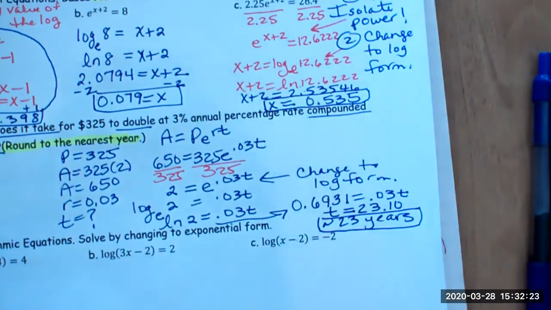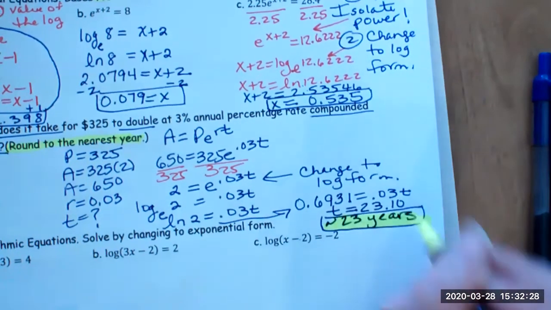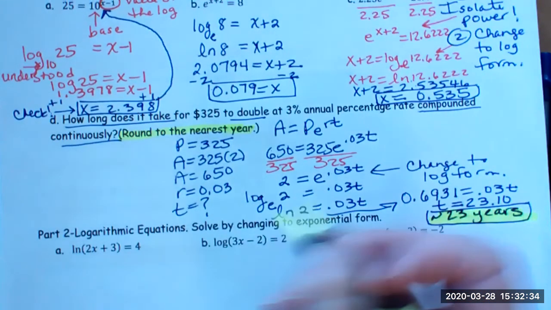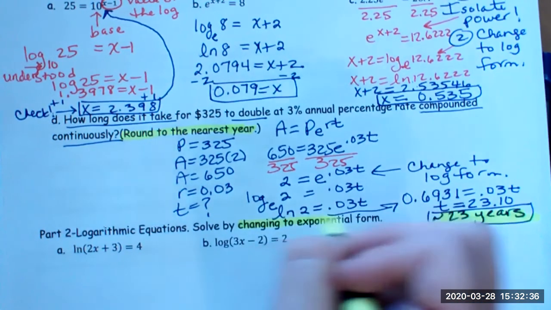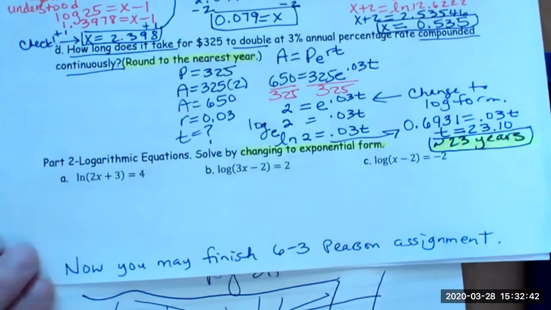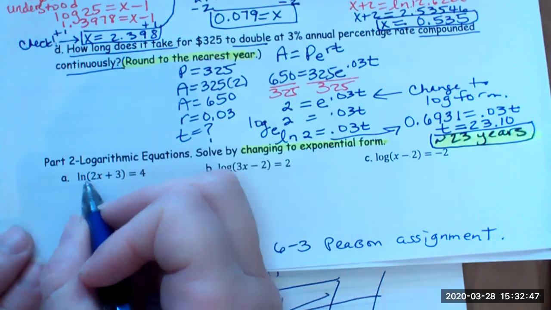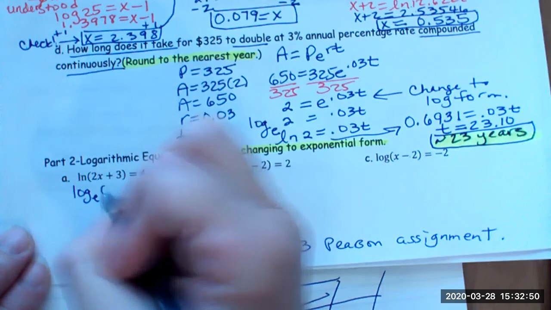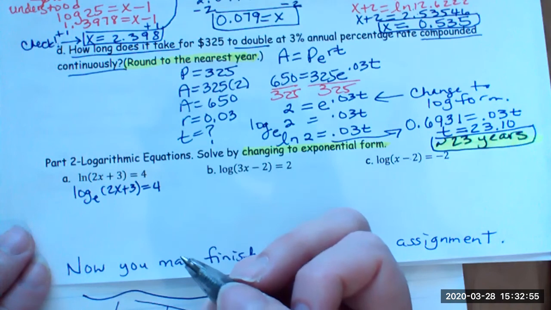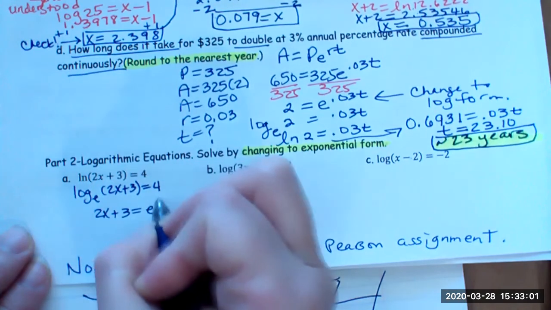Now, last but not least in this lesson, we are going to solve logarithmic equations. Again, only dealing with natural and common logarithms, and we're going to do that by changing to exponential form. So remember, first of all, that we can rewrite natural log as log base e. And then I'm going to change to exponential form. So I'll rewrite this as 2x plus 3 is equal to e to the fourth.